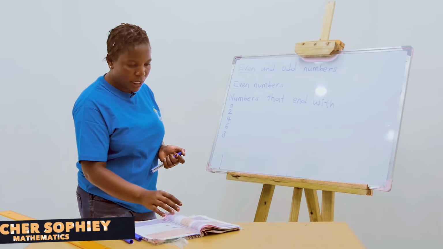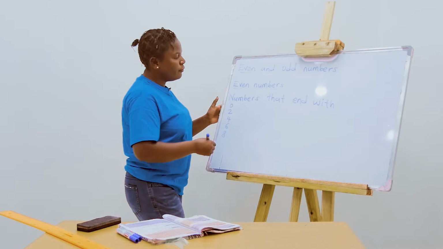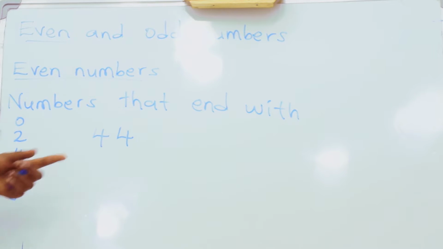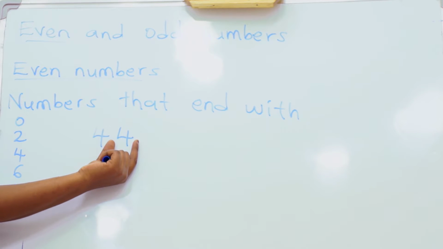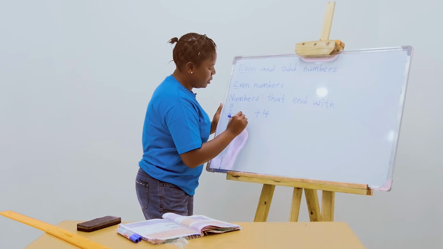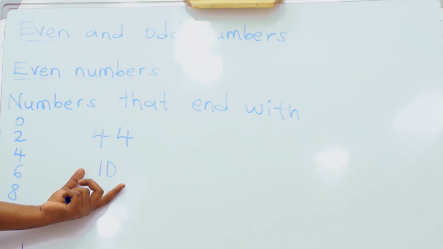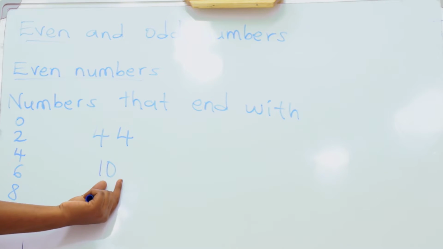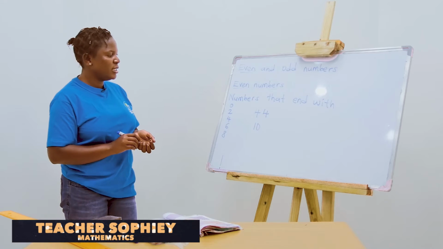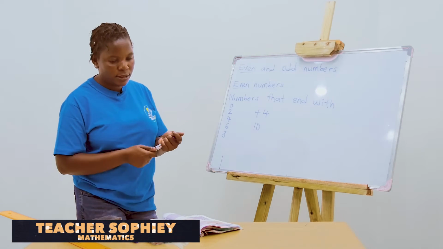So maybe we can just look at the examples. I have this number here, 44. 44 ends with 4. So what does it mean? 44 is an even number. I have a number like 10. So 10 is still an even number. Why? Because 10 ends with a 0. And we said even numbers are numbers that end with 0, 2, 4, 6 and 8.